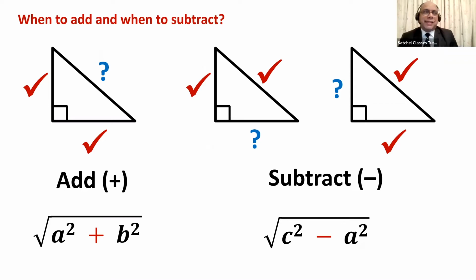So make sure you understand this, because this is where a lot of you will get confused. When do we add and when do we subtract? If the hypotenuse is missing, you square the remaining two sides and add them. If one of the perpendicular sides is missing, you square the hypotenuse and subtract from it the square of the perpendicular side that you know.